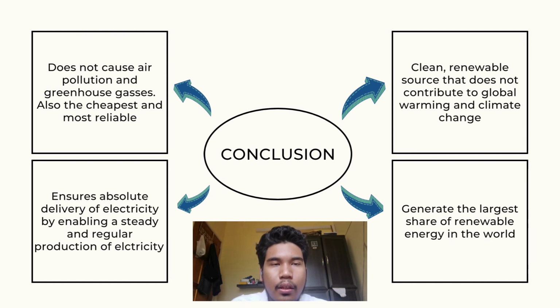The hydroelectric power plants ensure absolute delivery of electricity by enabling a steady and regular production of electricity, which isn't the same with other renewable energy sources like solar and wind energy. Hydroelectric power plants have a very long history of use and generate the largest share of renewable energy in the world, much more than solar, wind and geothermal energy do. Using hydropower has mostly great advantages. It could help us make more electricity faster, consistently and sustainably for the future. Thank you.